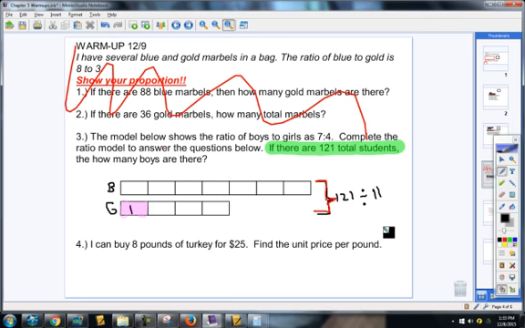Okay, so that's going to be 11. So that means 11 in each one of these. You could go through here and write 11 in all. That does not mean there are 11 boys. It means there are 11 in each group. So that means 11 times 7 would give us 88 boys, and it would give us 44 girls, because 11 times 4 is 44.